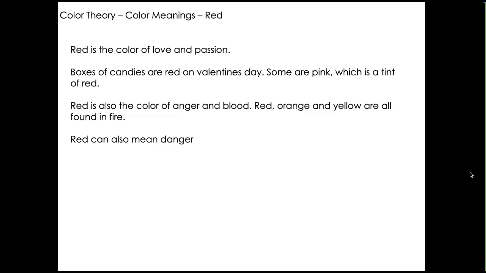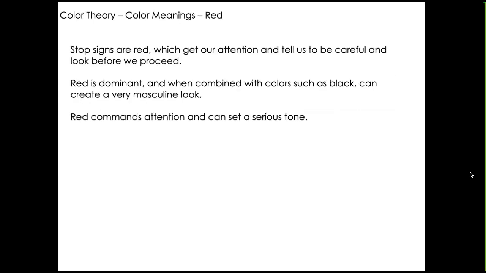So red, orange, and yellow are all found in fire. And then red and orange also can mean danger. So stop signs are red, which means get our attention, tell us to be careful, and look before we proceed. So it's interesting when you think about it, why were stop signs created red? Like, who decided that way back when? I don't know. But when we see red like blood, it automatically gets our attention, right? So there's something there that has to do with some very deep-seated issues around survival.